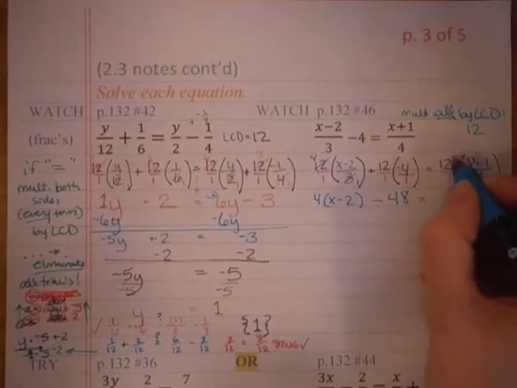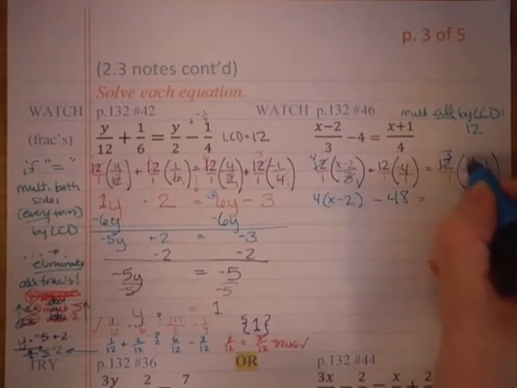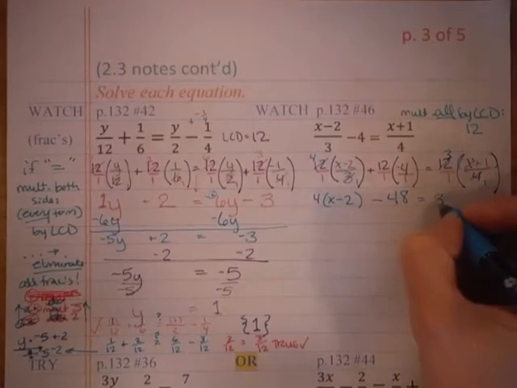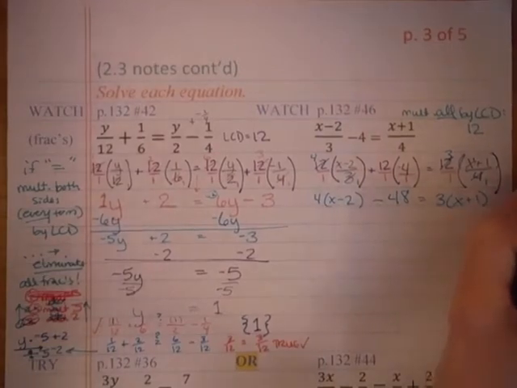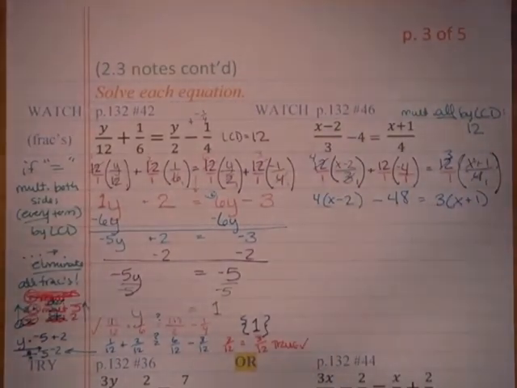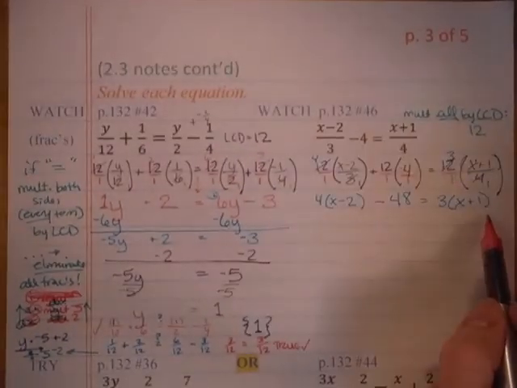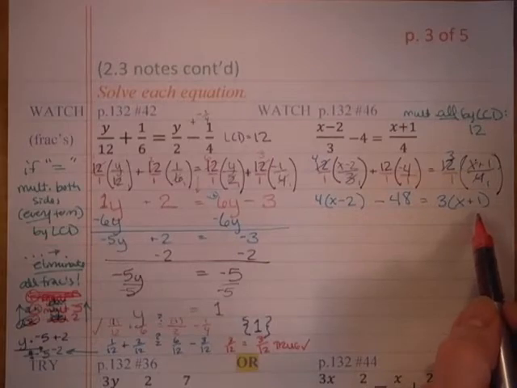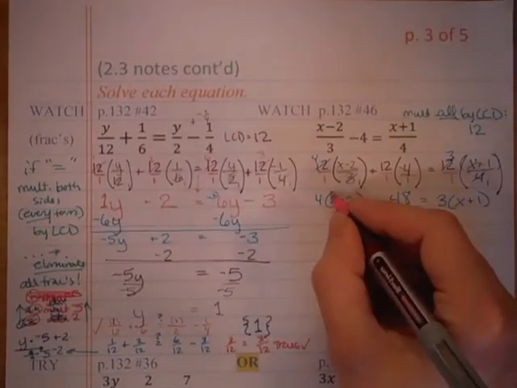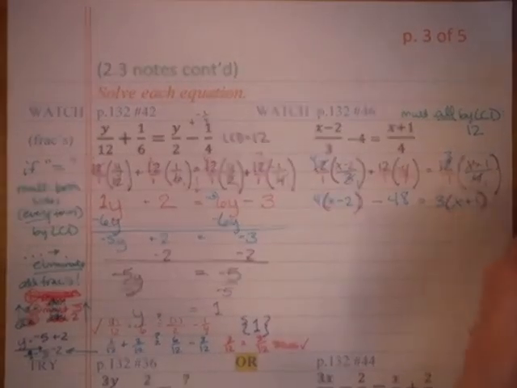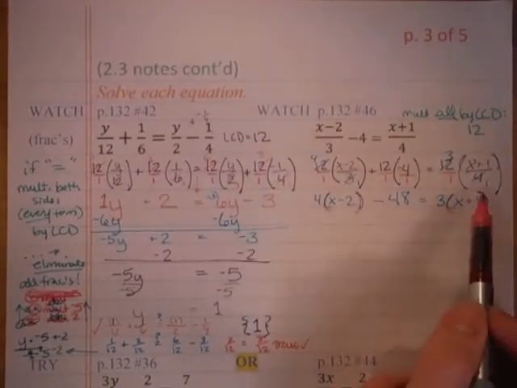4 goes into 4 once, 4 goes into 12 3 times. I've got 3 times this entire top here, 3 times the quantity x plus 1. So I've eliminated the fractions. I've still created an equation that we still have some work to do before we can start undoing what's happening to x, because now there's parentheses. And this time the parentheses just don't go away when the fractions do.